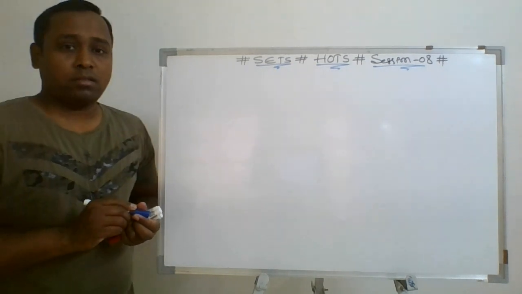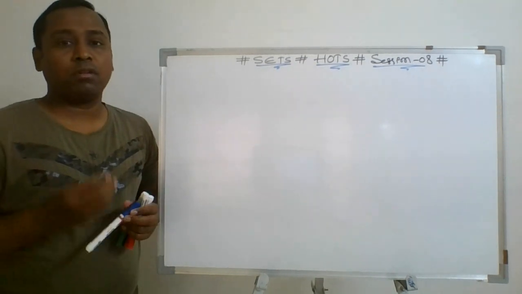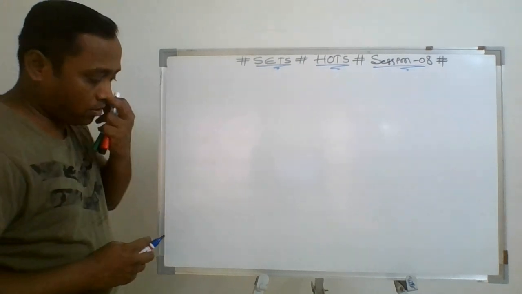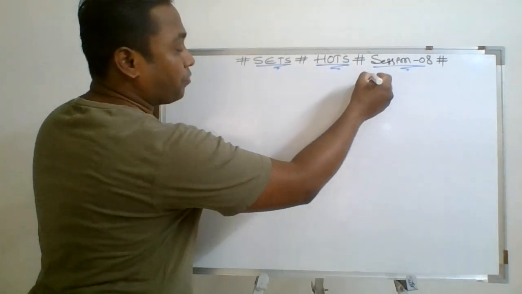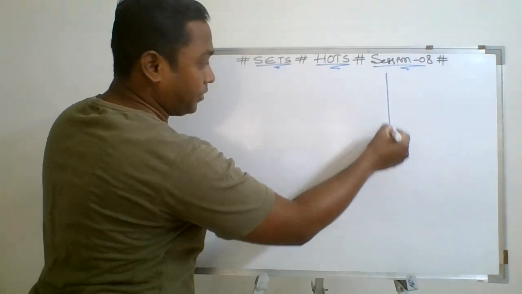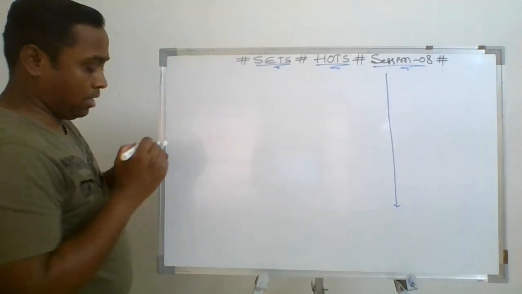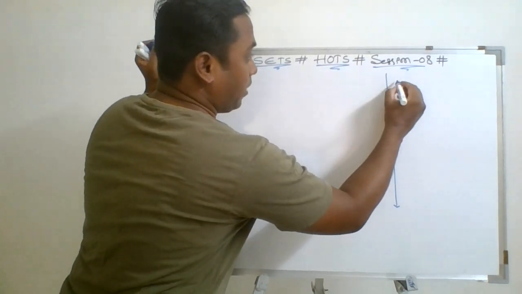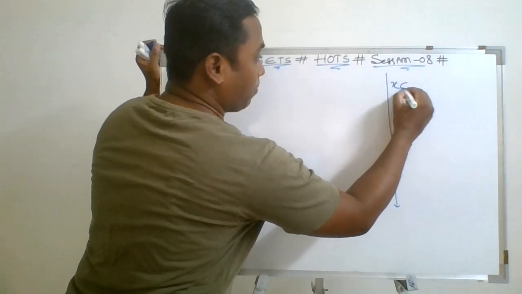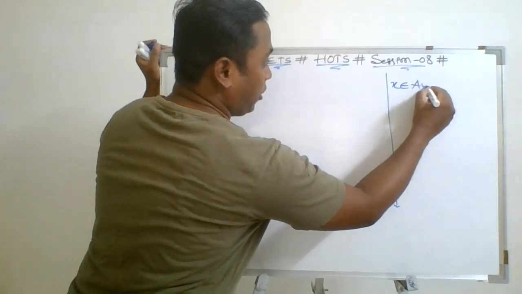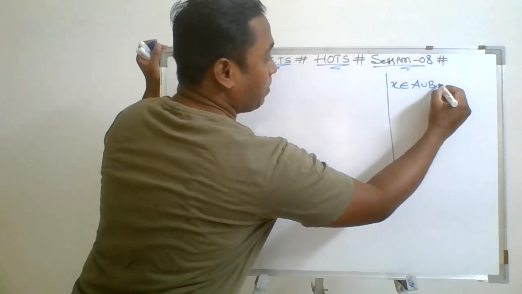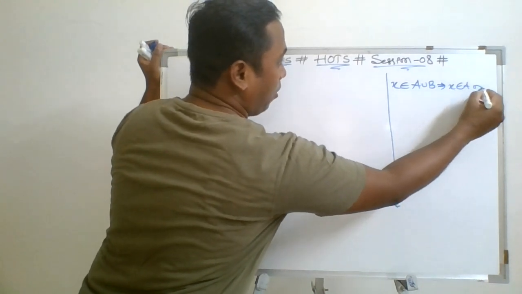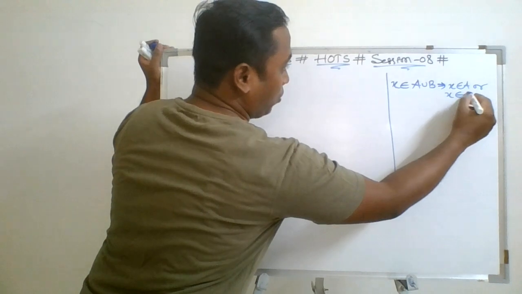Right. Before starting this session, you need to remember a few important things. What are they? I'm just listing them out. Just try to remember what the things you require are. See, the first part is if X belongs to A union B, which implies that X belongs to A or X belongs to B.